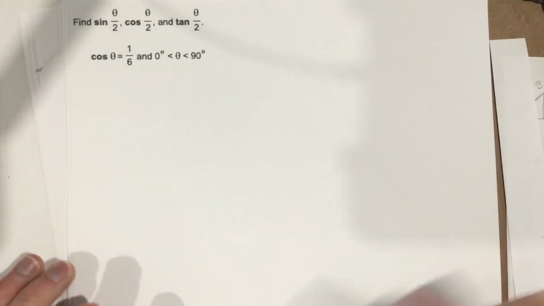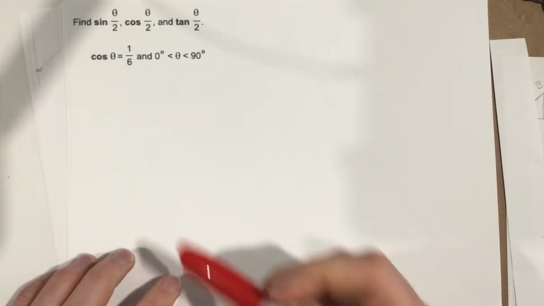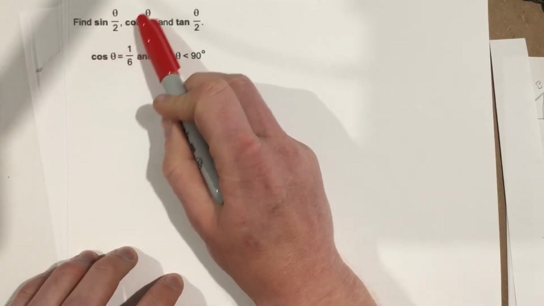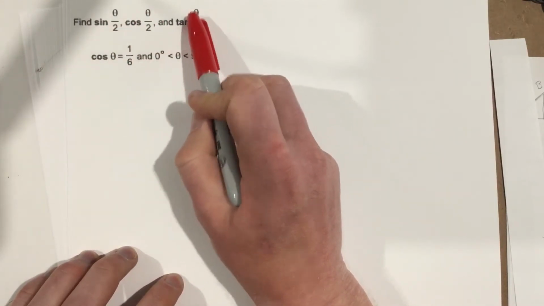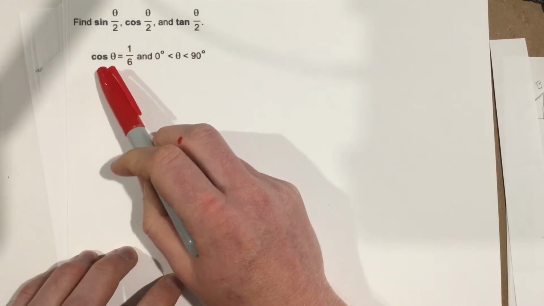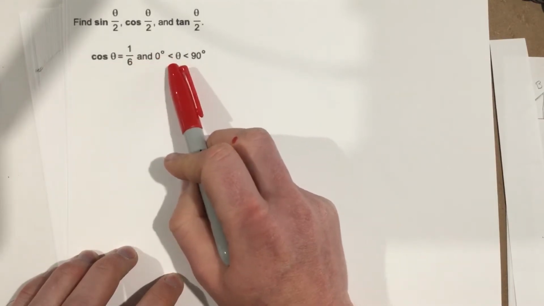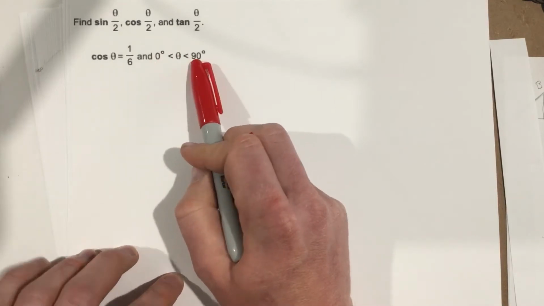This is problem number 5 from section 7.5. It asks you to find sine theta over 2, cosine theta over 2, and tangent theta over 2, given that cosine theta is 1/6 and our degrees are between 0 and 90.